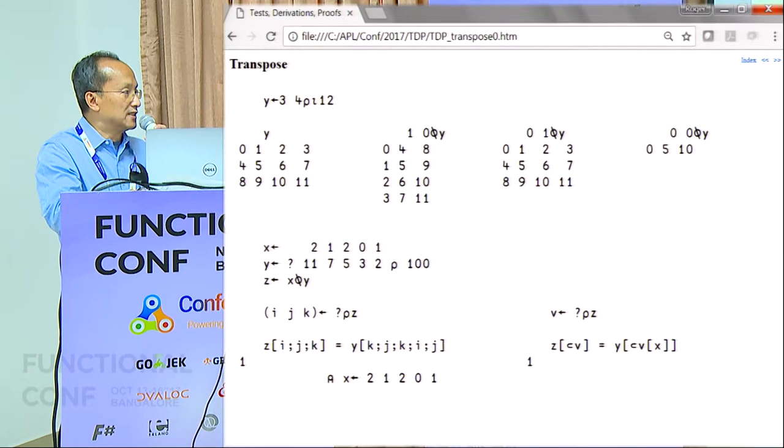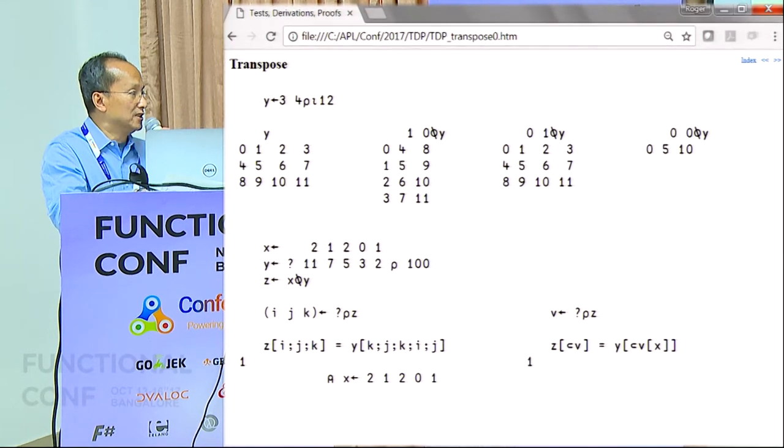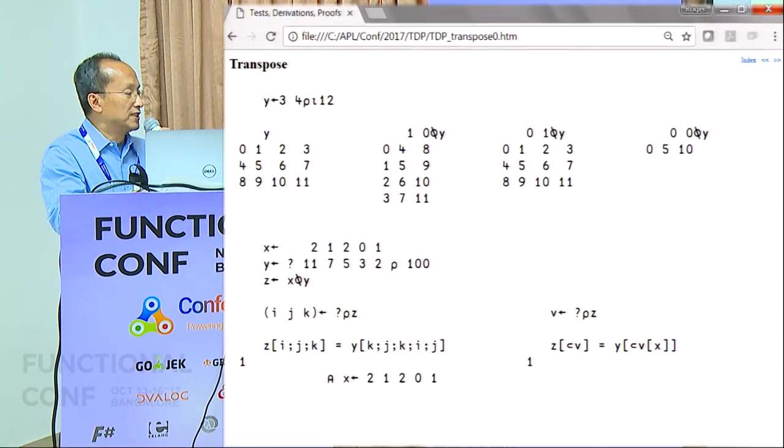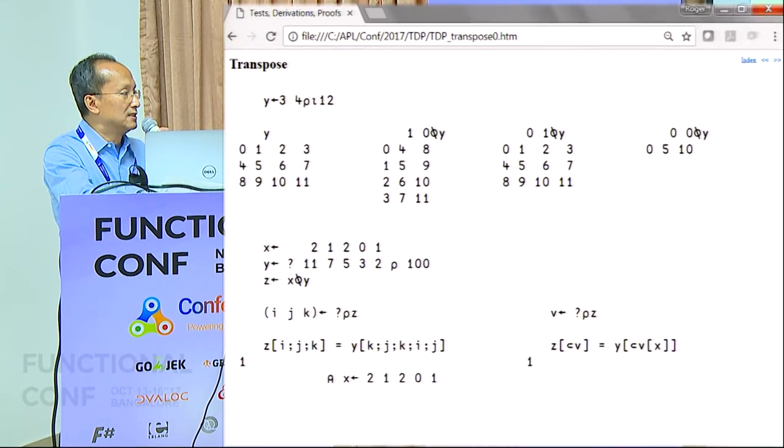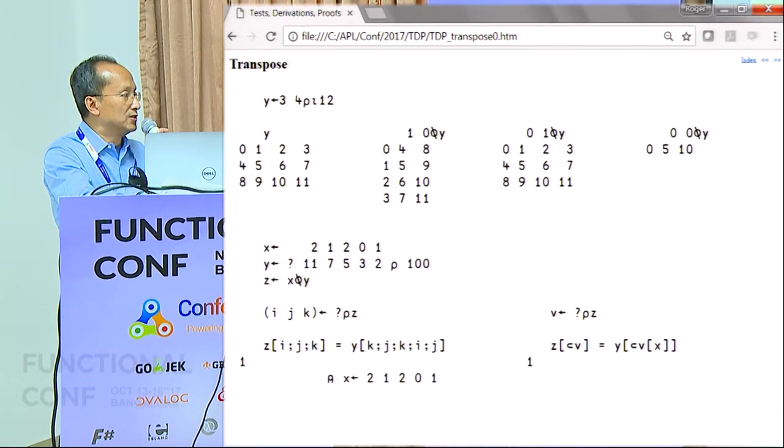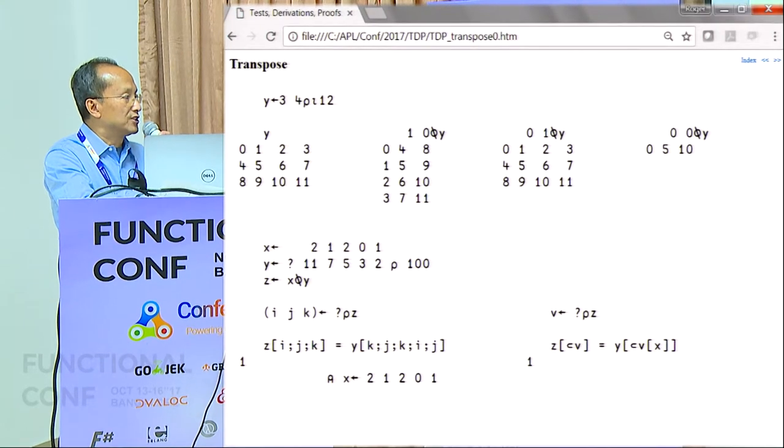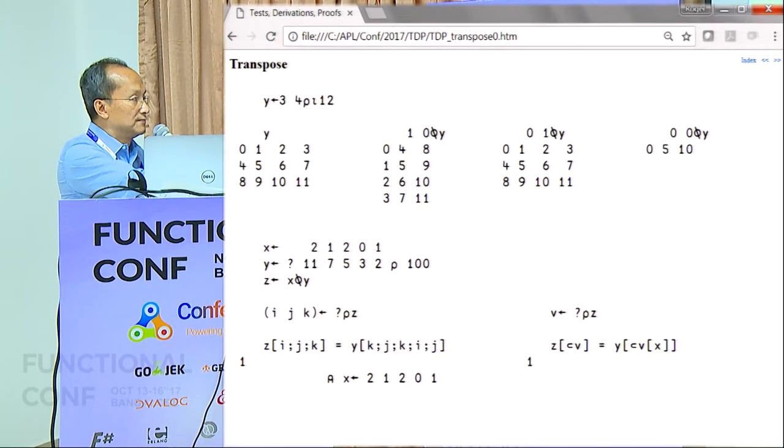Another way to say the same thing without using the semicolons, so that you can have expressions that work on arrays of any rank, would be: you index Y by the enclosure of V, and that should be the same as Y indexed by V indexed by X. Okay.